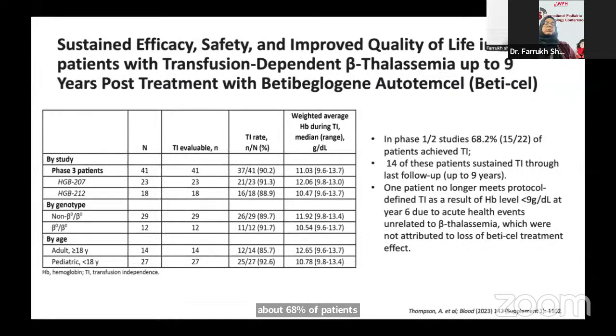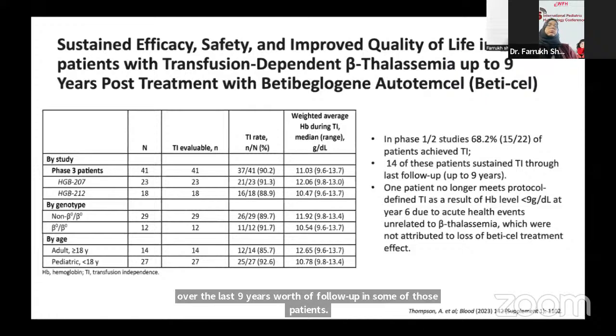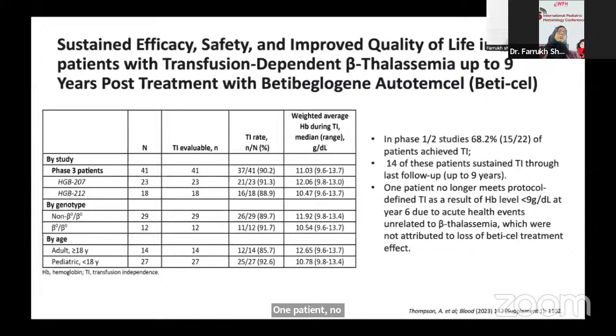What you can see here is that in the phase 1-2 studies, about 68% of patients actually achieved transfusion independence. 14 of these patients sustained transfusion independence over the last 9 years' worth of follow-up in some of those patients. One patient no longer meets protocol criteria for transfusion independence because their hemoglobin is below 9 grams per deciliter because of acute health events which are unrelated to the thalassemia, and there's no evidence of any loss of Betty cell treatment effect.